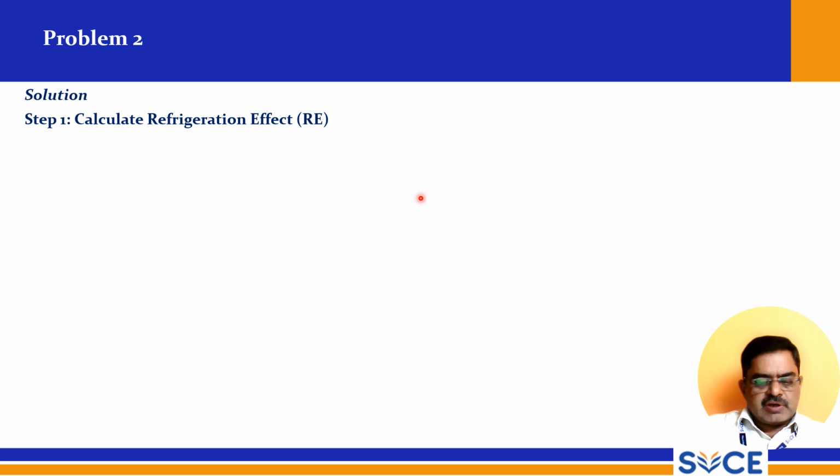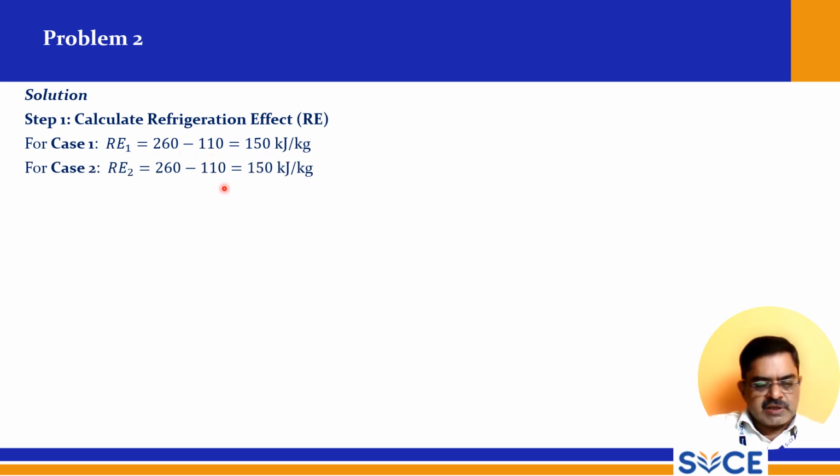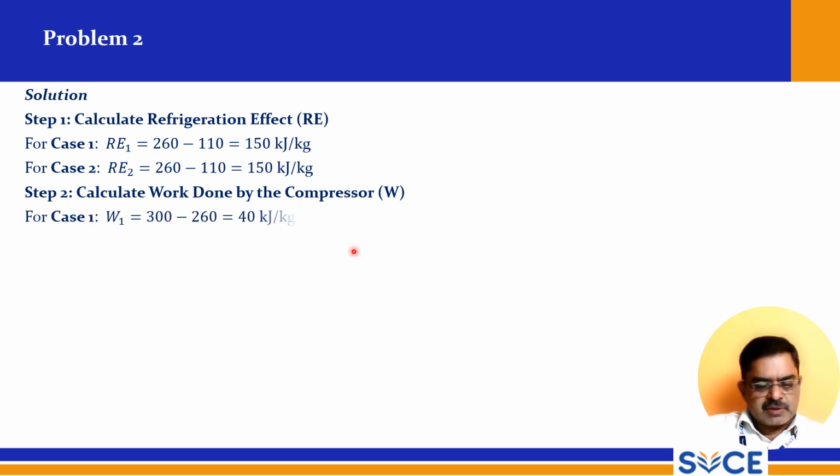So first, like in the earlier problem, we have to calculate the refrigeration effect first. So RE1 equal to 260 minus 110, it is 150 kilojoules per kg, and RE2 for the second case is 260 minus 110, also 150 kilojoules per kg. Calculate the work done by the compressor. W1 equal to 300 minus 260, that is 40 kilojoules per kg. W2 equal to 320 minus 260, so that is 60 kilojoules per kg.